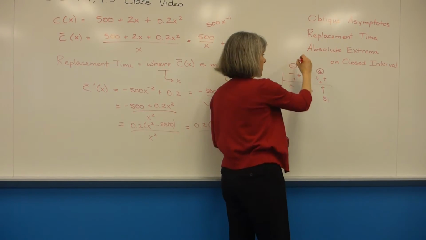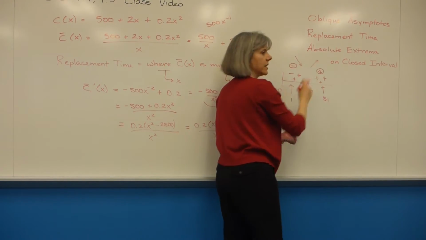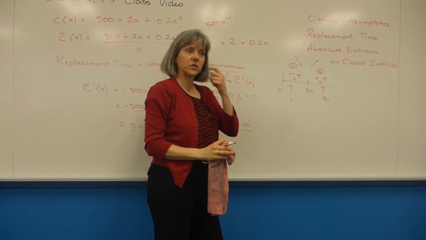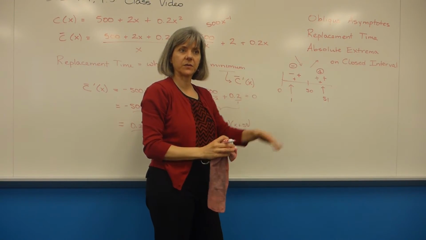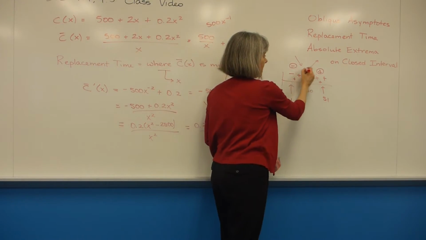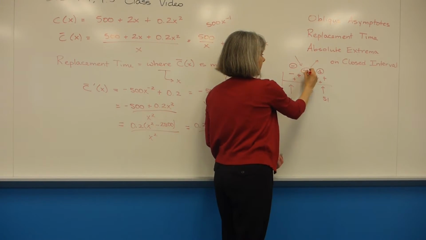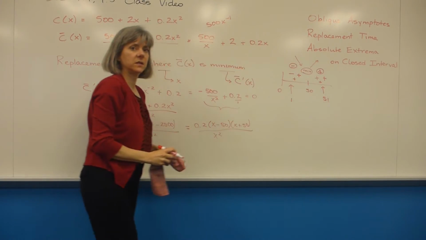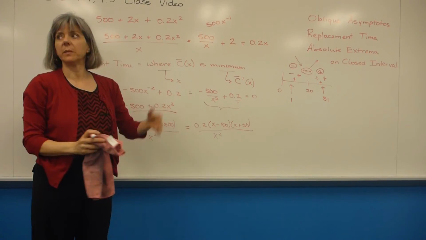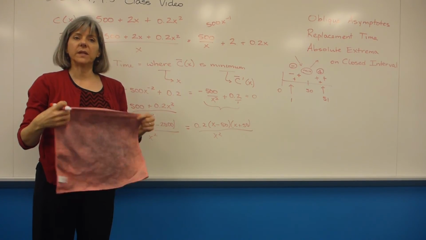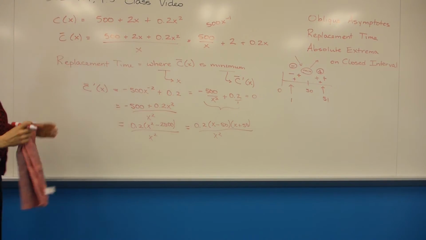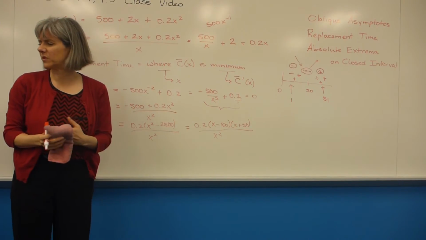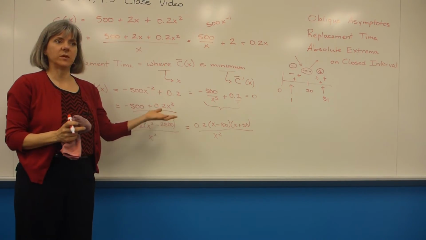So what does this mean the function's doing? It's going down, and then it's going up. That's what the first derivative tells us, the ups and downs. So what do I have right here? Min. So where is the min? X equals 50 bikes. That's my replacement. It's a bad example of replacement time. That's how you find the minimum of a cost function.